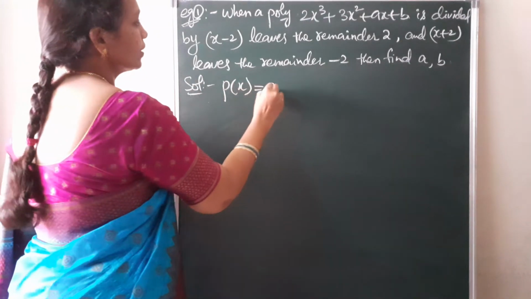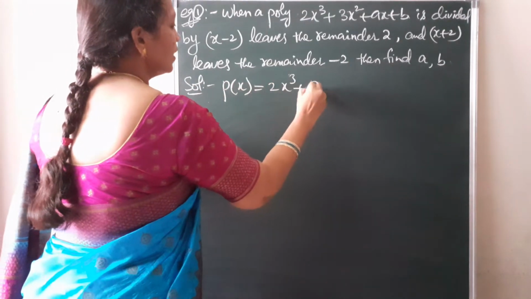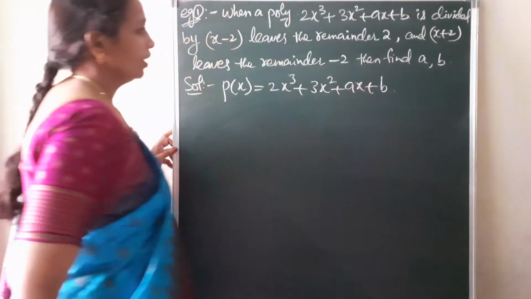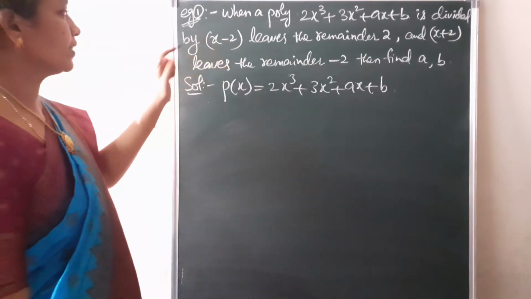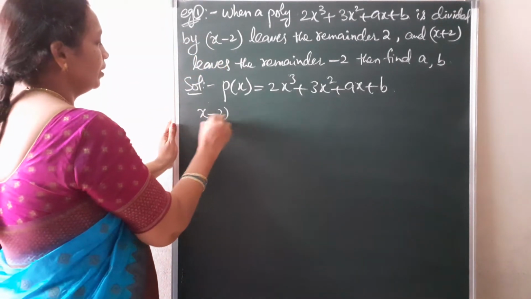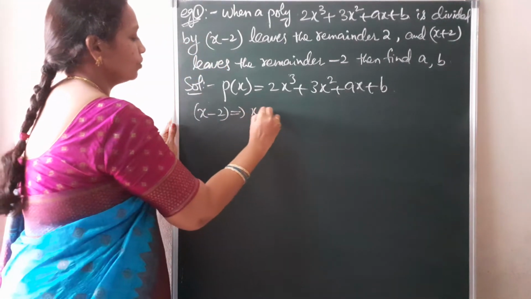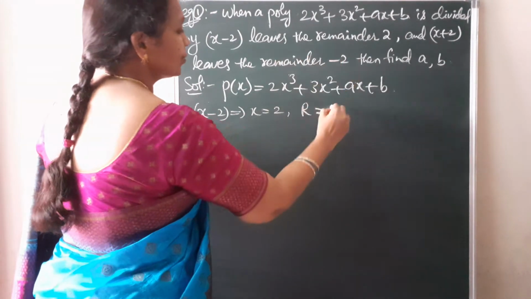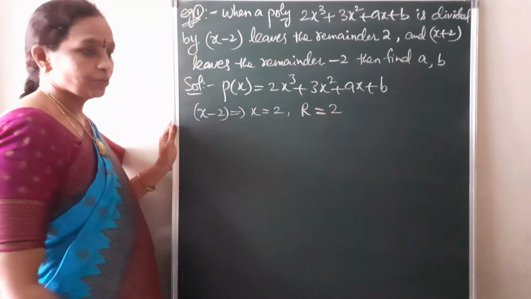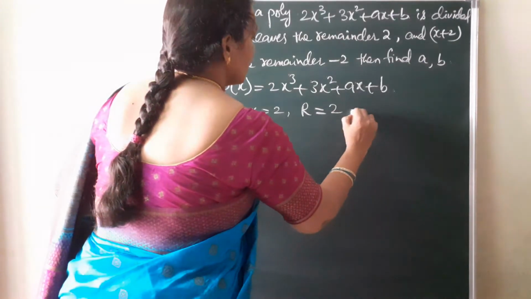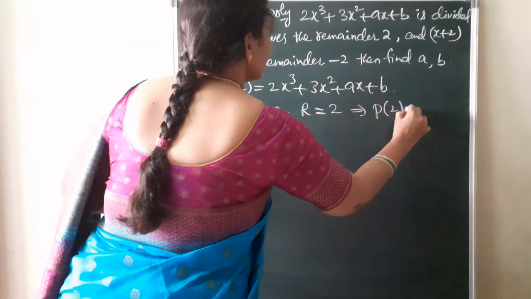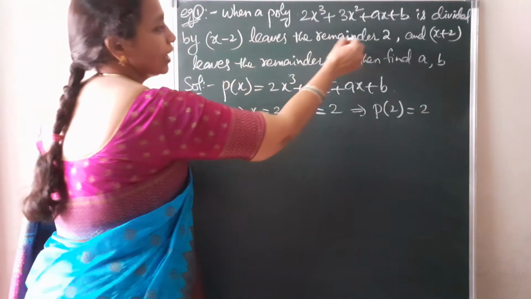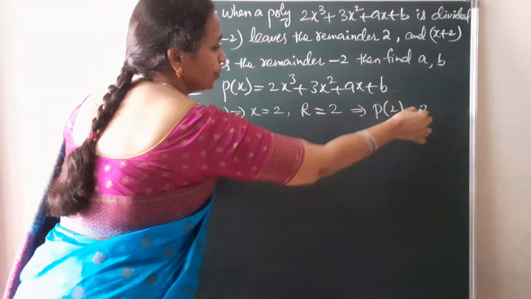p of x is equal to 2x cube plus 3x square plus ax plus b. And what is the divisor? x minus 2. x minus 2 implies x is equal to 2. The remainder given is 2. So the remainder means p of 2 is equal to 2. That is, x minus 2 leaves the remainder 2 means p of 2 is equal to 2.